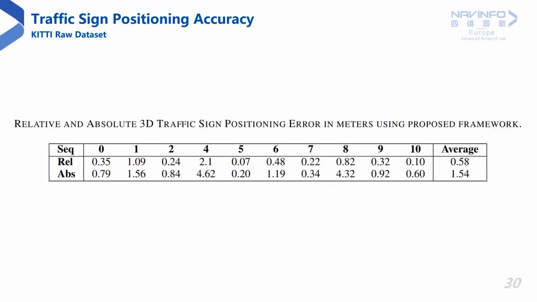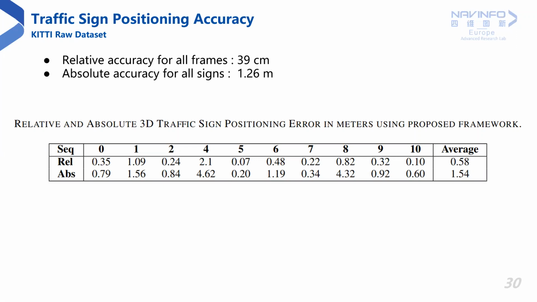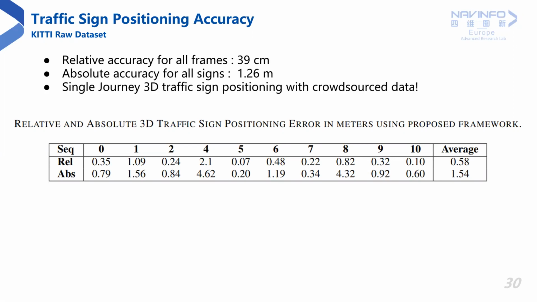Our system achieves an average relative accuracy of 58 centimeters and average absolute accuracy of 1.54 meters when using the combined pipeline for 3D crowdsourced mapping of traffic signs on all sequences of KITTI. This corresponds to relative accuracy of 39 centimeters on all frames where the signs were observed and an absolute accuracy of 1.26 meters for all the signs.